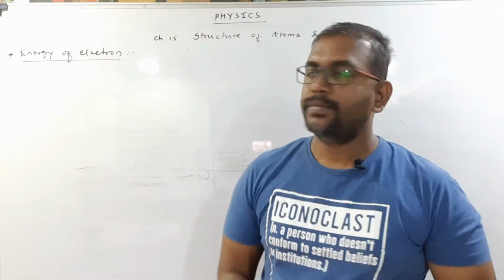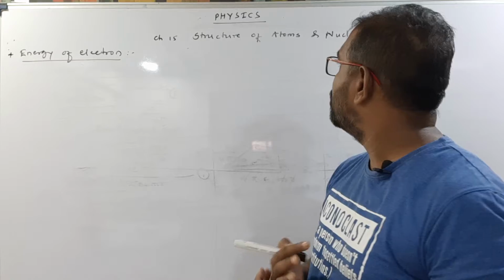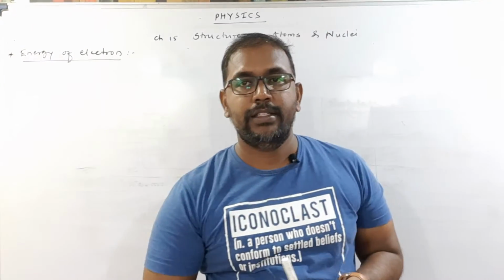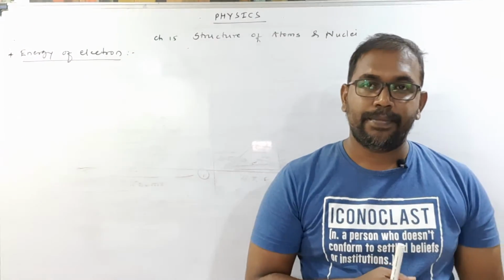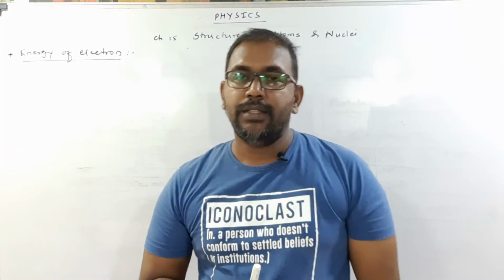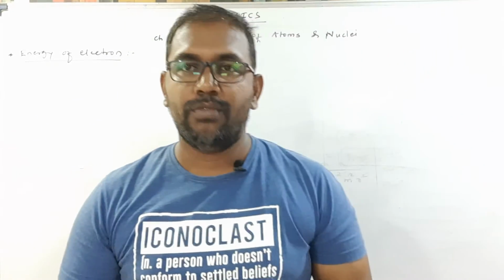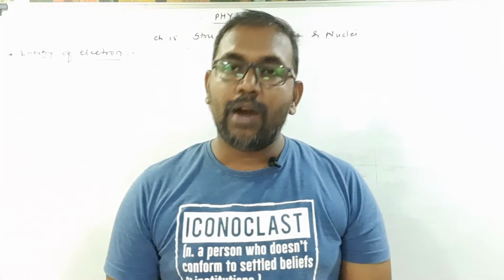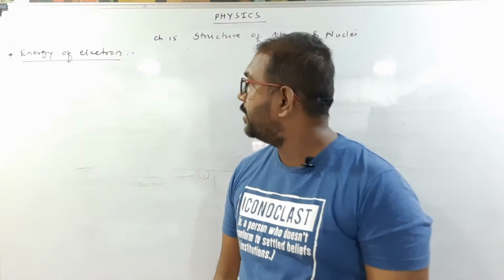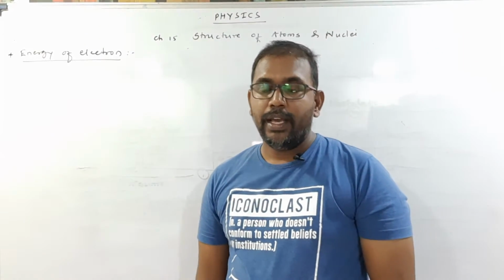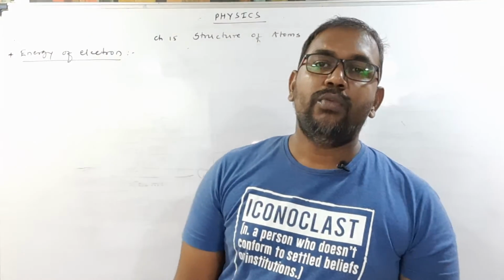Hello everyone. Next article from chapter 15, structure of atom and nuclei, is energy of electron. After this radius of orbit article, we have to learn a new article, and it is energy of electron. In this article, what we have to do?